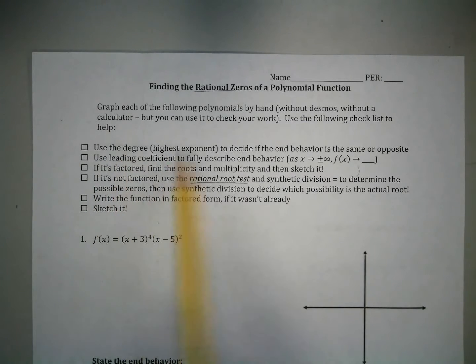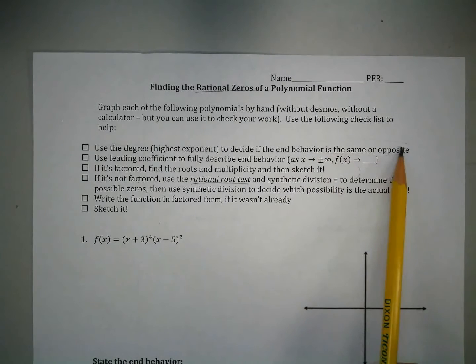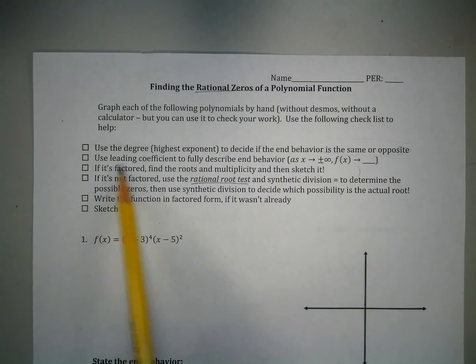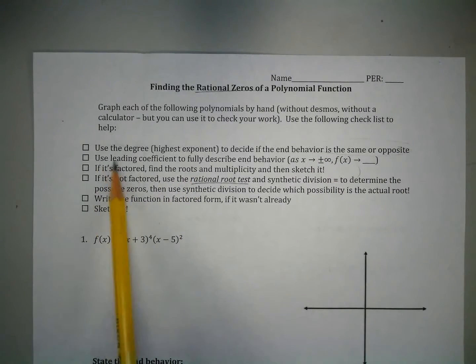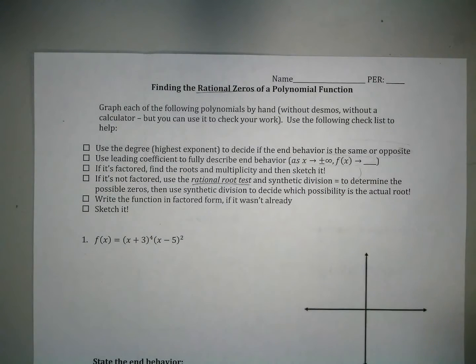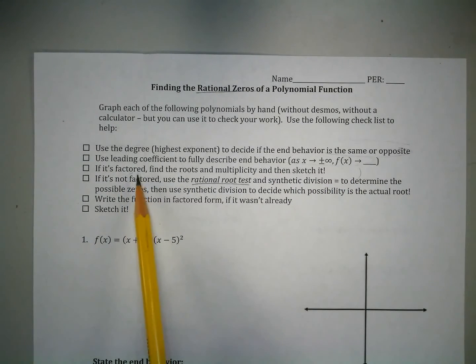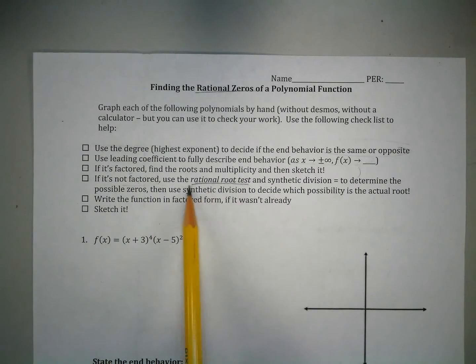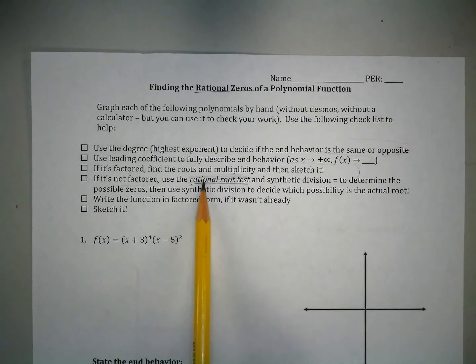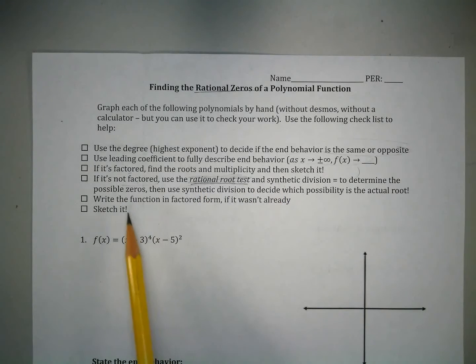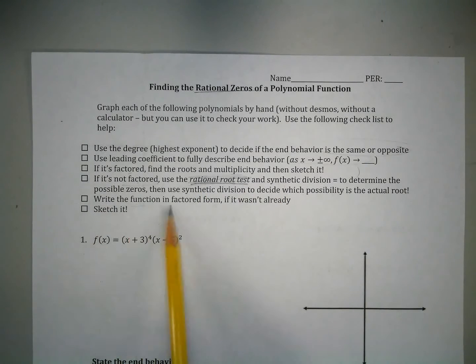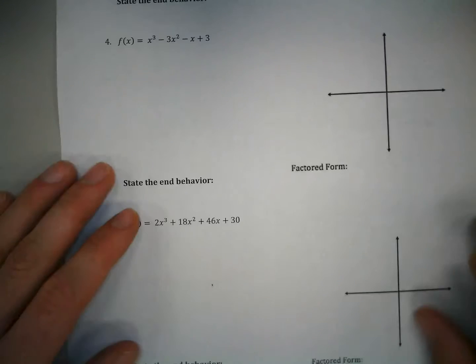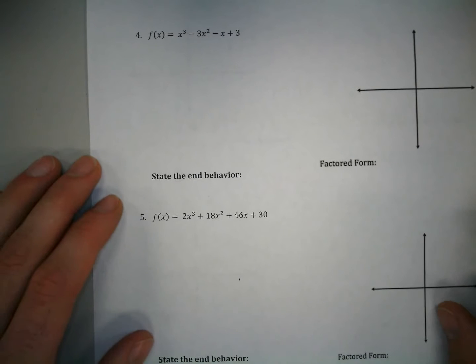Use the degree to decide the end behavior. Use the leading coefficient. And then use the leading coefficient to work on the end behavior. If it's factored, we can graph it pretty quick, but we're going to do one that's not factored, so we'll have to use this rational root test that we've been talking about and synthetic division. Then write it in factored form and sketch a graph. Let's do the one that's on the end of our homework, the very last one.